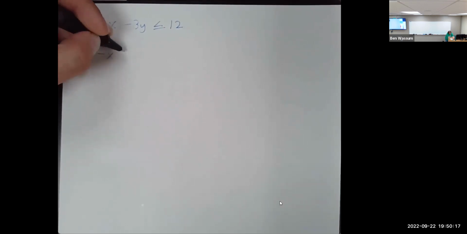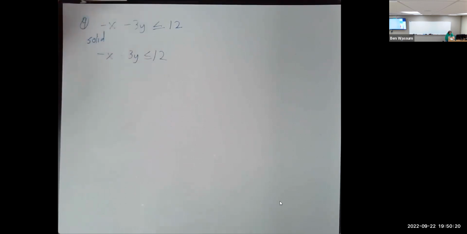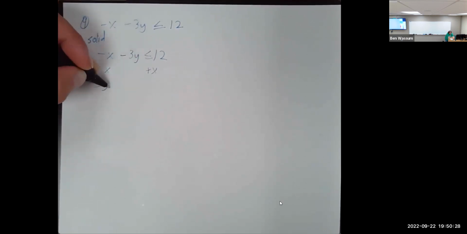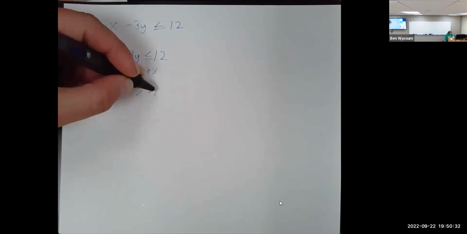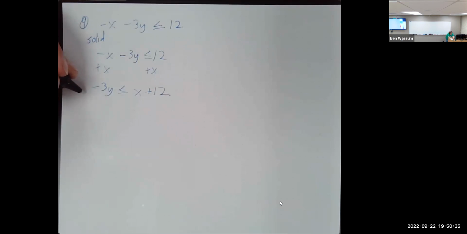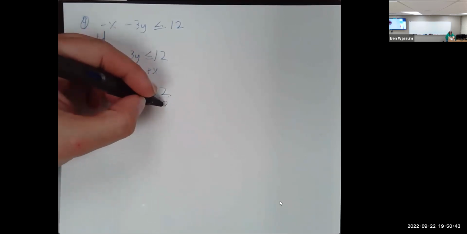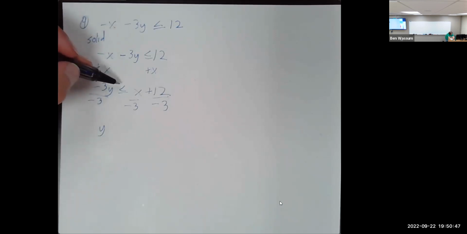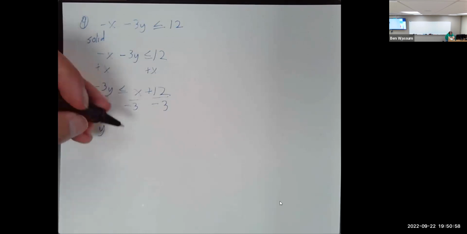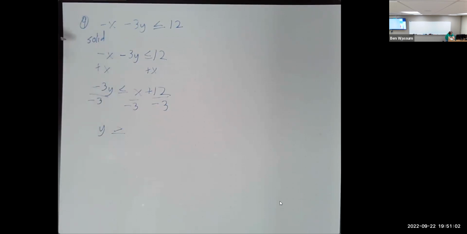I'm going to rewrite it down here so that my steps can all be nice and neat in a row. I'm going to work towards getting y alone. So we're going to add the x over. We have negative 3y less than or equal to x plus 12. And you have the option of dividing off the negative 3 now. Divide by negative 3, divide by negative 3. So we have y alone, but do we have a less than or equal to? No, not anymore, because we divided by a negative. And remember, with inequalities, anytime you divide or multiply both sides by a negative number, you have to change the direction of the sign. That's because what once was negative is now positive, and what was once positive is now negative. You have flipped them around.